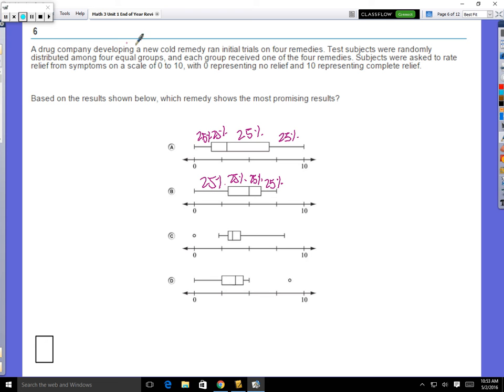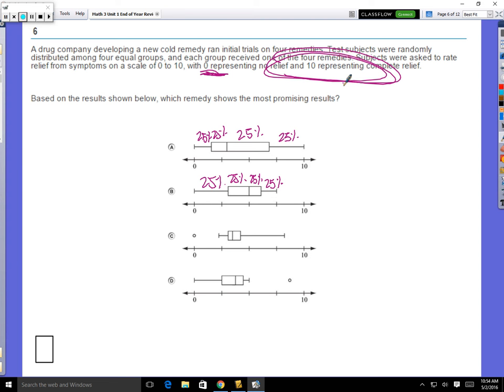So here we go. This drug company is developing a new cold remedy. They ran trials on 4 remedies. Test subjects were randomly distributed among 4 groups. Each group received 1 of the 4 remedies. Subjects were asked to rate relief symptoms on a scale from 0 to 10. 0 is no relief, and 10 is awesome. Based on the results, which remedy showed the most? So we need most of the data saying there was some kind of relief.